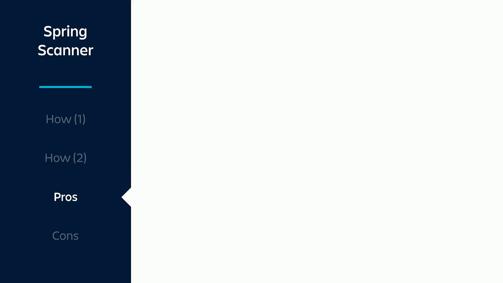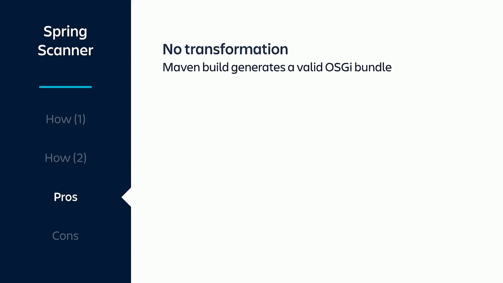Cool. So what are the good parts about that? Well, firstly, there's no longer any transformation. This is why most people migrate to Spring Scanner, to remove that time-consuming transformation step that used to happen at runtime. The nice thing about that is you can look at your jar file after you've run Maven package, and you can see exactly what's going to be deployed to the product.